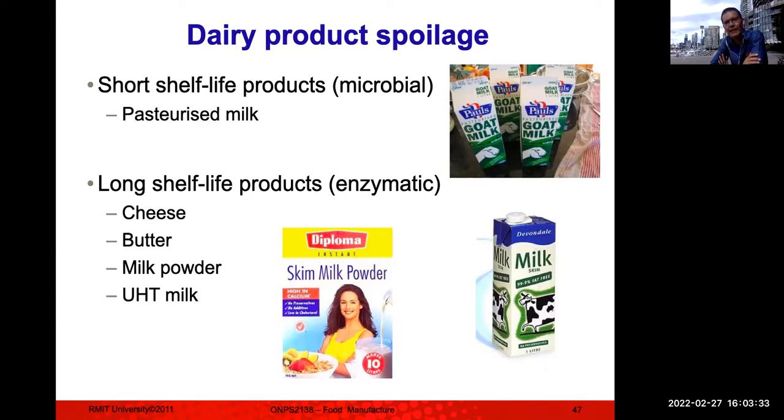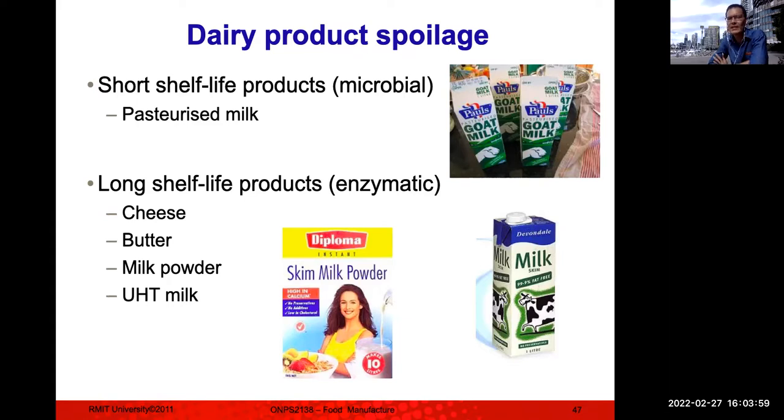So now, after basically finishing up HACCP and microbiological hazards, we're going to go into GMP and the good manufacturing practice that is important, particularly in the context of dairy product spoilage, and basically what happens in the context of dairy products if that GMP is not observed.